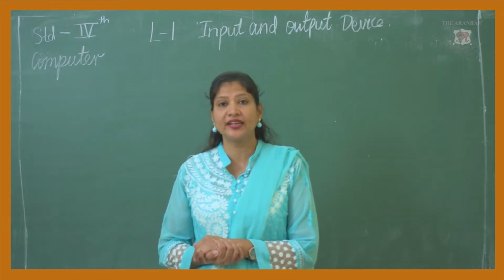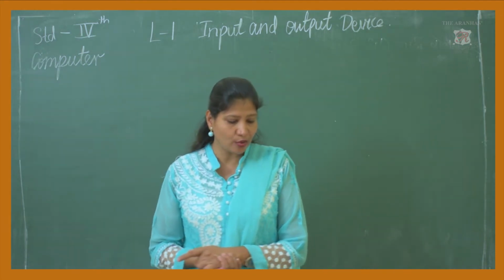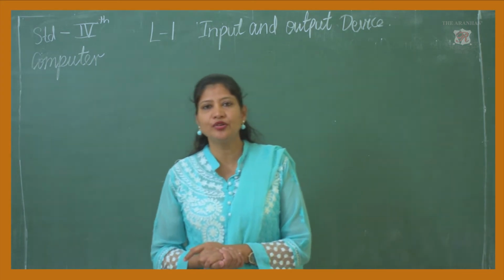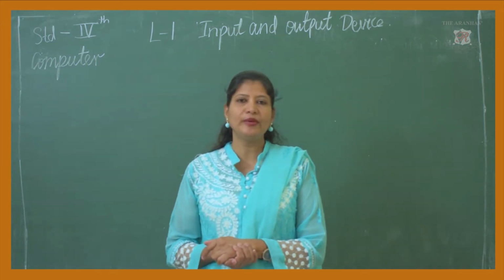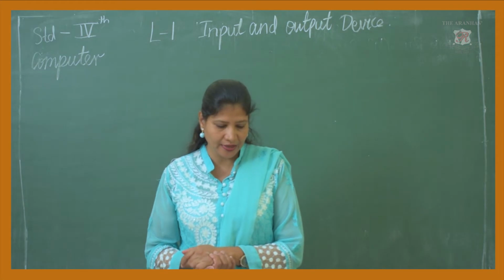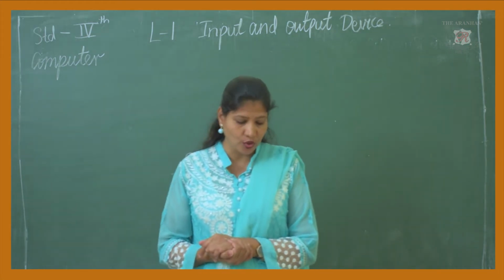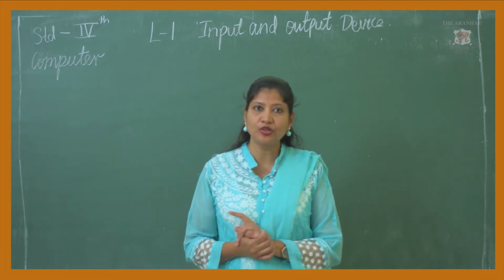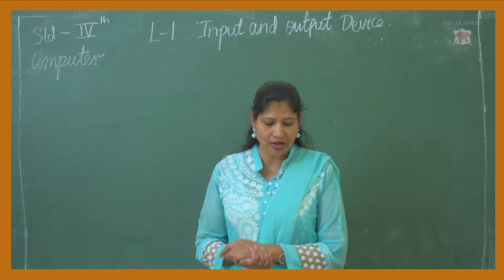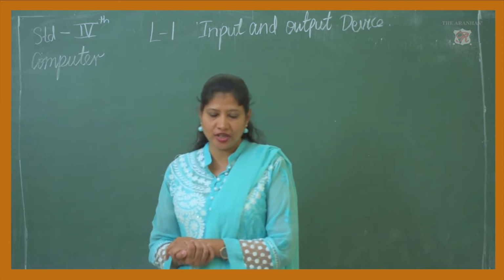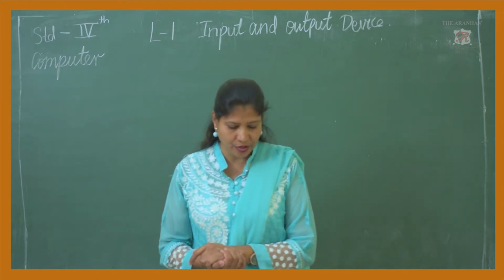Then what are the processing devices? We learned about CPU. CPU is a shortcut and the full form is central processing unit. Then we learned the internal parts of the CPU: the memory unit, the control unit, and the arithmetic and logical unit.